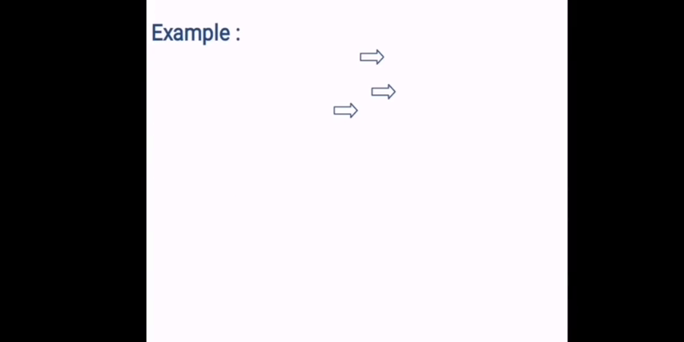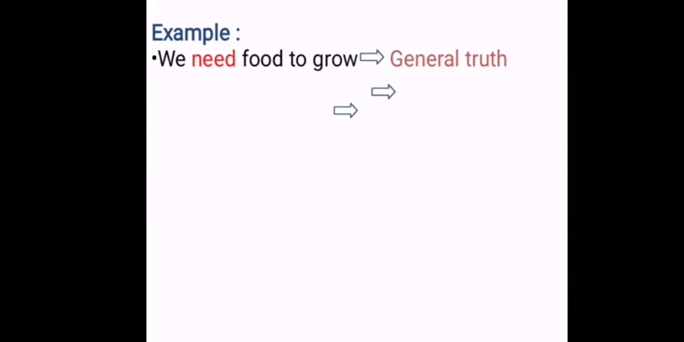Now, let's have another example. So, we need food to grow. So here we have the verb to need. Okay? The verb to need. Here we used the simple present. But why did we use the simple present here? So here the sentence expresses a general truth. Okay? We need food to grow. Okay, it is true. We need food to grow. Without food, we cannot grow. So the sentence is true. So that's why we used the simple present, and we call it a general truth. Okay, so this is what we mean by a general truth.